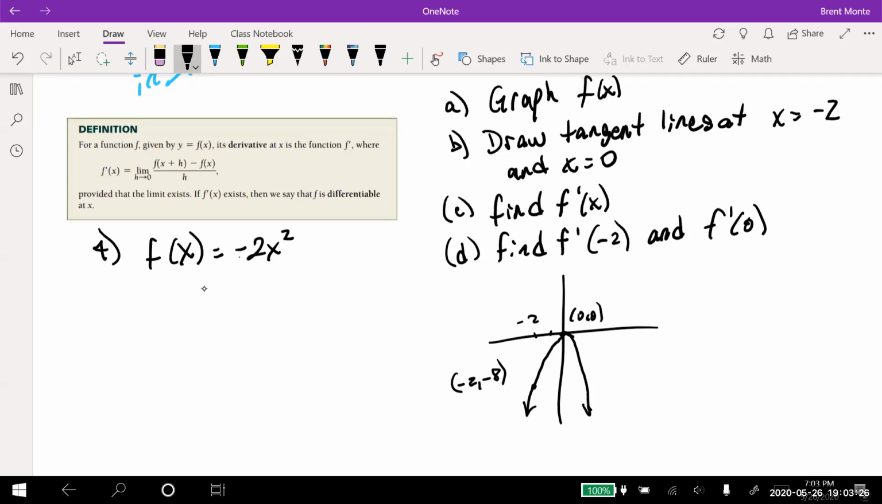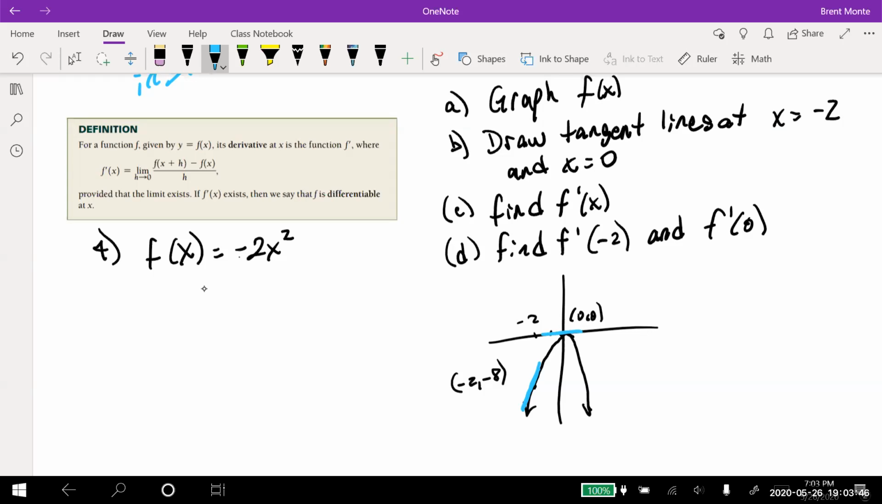All right, so let's go through and see what's happening. So first of all, we need to find this. Oh, draw tangent lines. We better do that. So the tangent line here is going to look something like this. The tangent line here is going to look something like this, right? It's just kind of riding along like a surfboard.